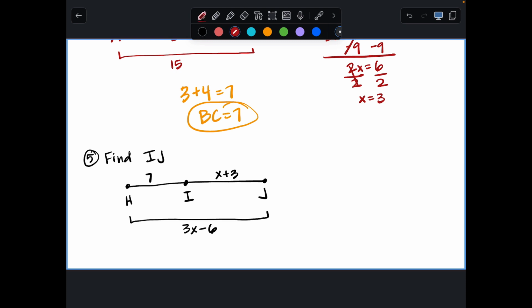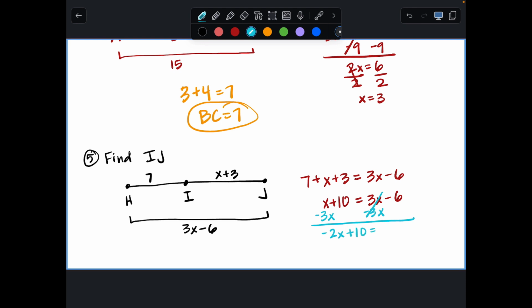So to set up our equation for this one, we need 7 plus x plus 3 equals 3x minus 6. So combine like terms on the left side. This is going to become x plus 10 equals 3x minus 6. Now I need the variable to be on the same side. I like the variable on the left, so I will subtract 3x from the right side to eliminate it. Now I have negative 2x plus 10 equals negative 6.